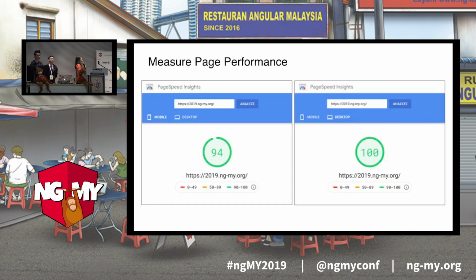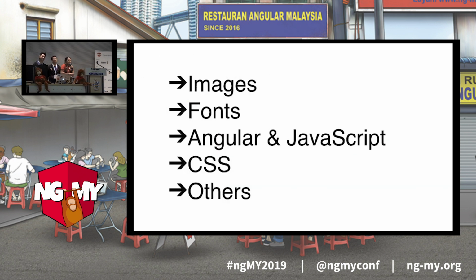Okay, so this is how our page looks like, the performance now. We measure it using PageSpeed Insights, or you can use Lighthouse to do that. Lighthouse is within your Chrome browser. Just pull out your dev tools, you can do that. So this is the score that we have. Not bad, right? 94 and then 100. Of course, because we are showing you, right? That's why we need to make sure that it's okay. We'll talk about how we enhance the performance in images, font, JavaScript, CSS, and others.